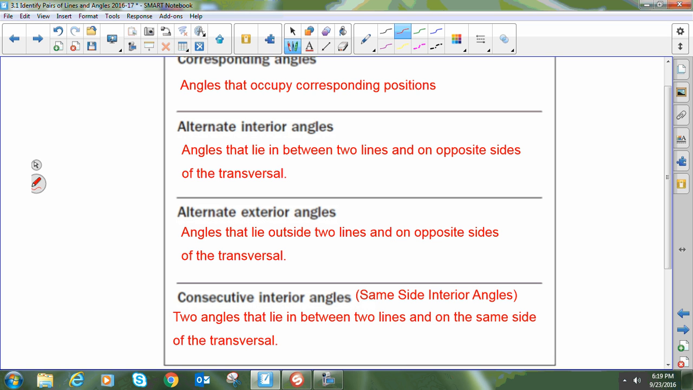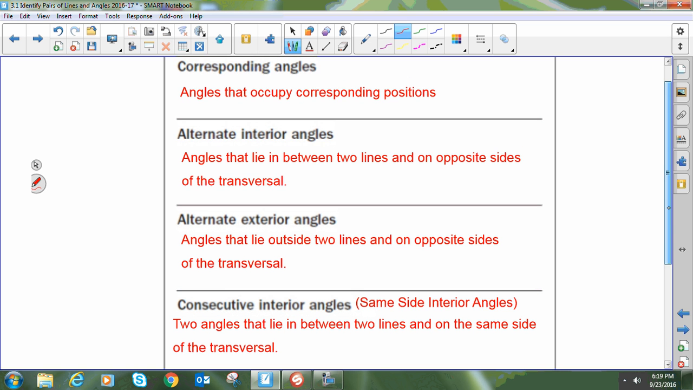Okay, so hopefully you have the vocabulary terms down. We're going to talk more about the first 3: corresponding, alternate interior, alternate exterior. The one thing that I want to mention on this bottom one here for now, where it says consecutive interior angles, and in parentheses I have same side interior angles. Those are 2 commonly used names to represent the same thing.